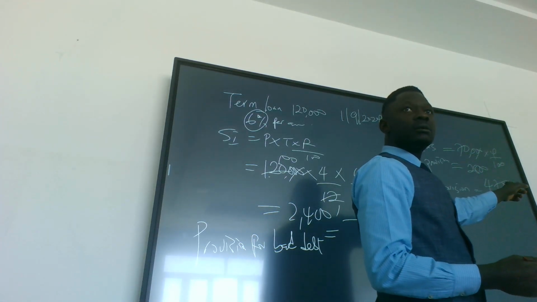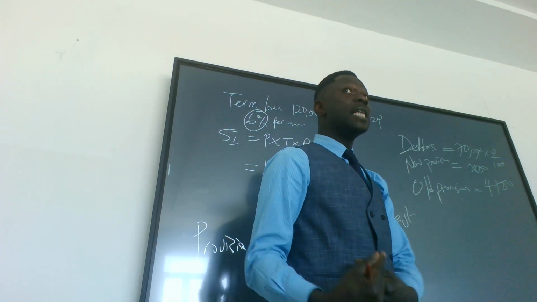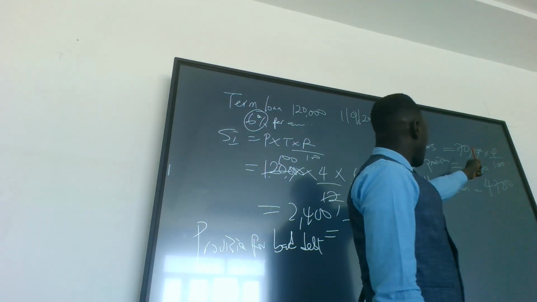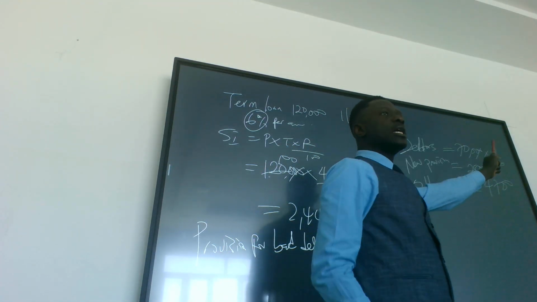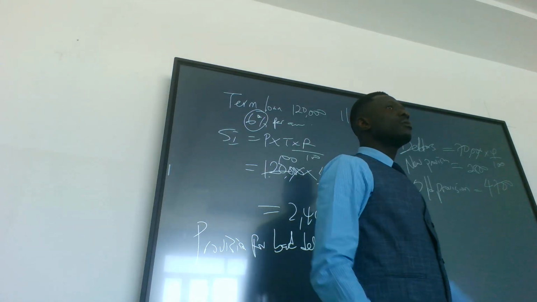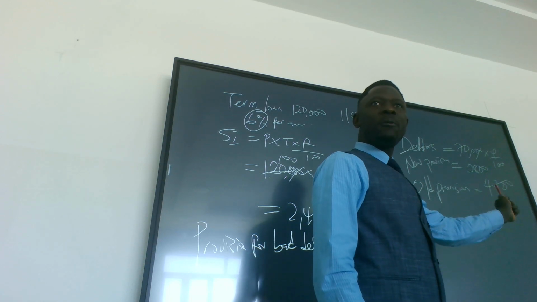But sir, can you repeat how we got 2,800? I don't understand that part. You better put your mind here. Read it again, please. Provision for bad debts to be adjusted to 4% of debtors.